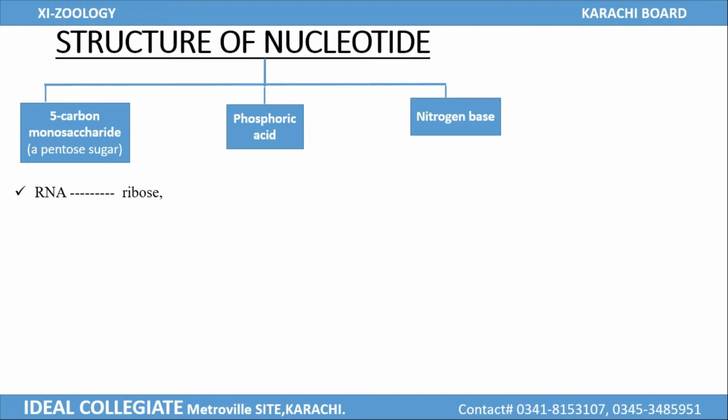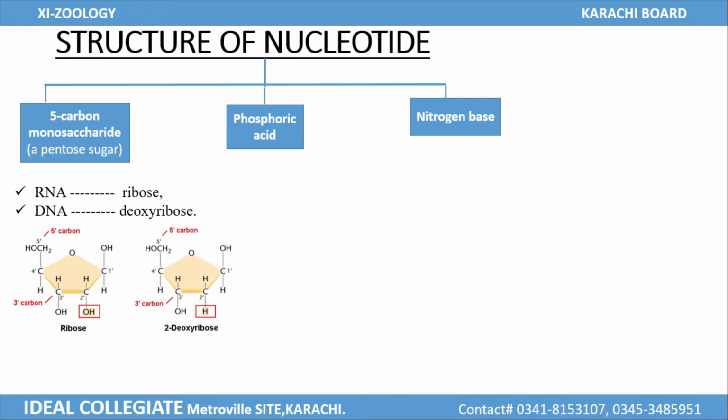The 5-carbon monosaccharide present in RNA is ribose, and this is the structure of ribose, while the 5-carbon monosaccharide present in DNA is deoxyribose, and this is the structure of deoxyribose. The only difference between them is at position number 2. In ribose there is a hydroxyl group, while in deoxyribose position number 2 has only a hydrogen atom. So there is only a difference of one oxygen atom between ribose and deoxyribose.